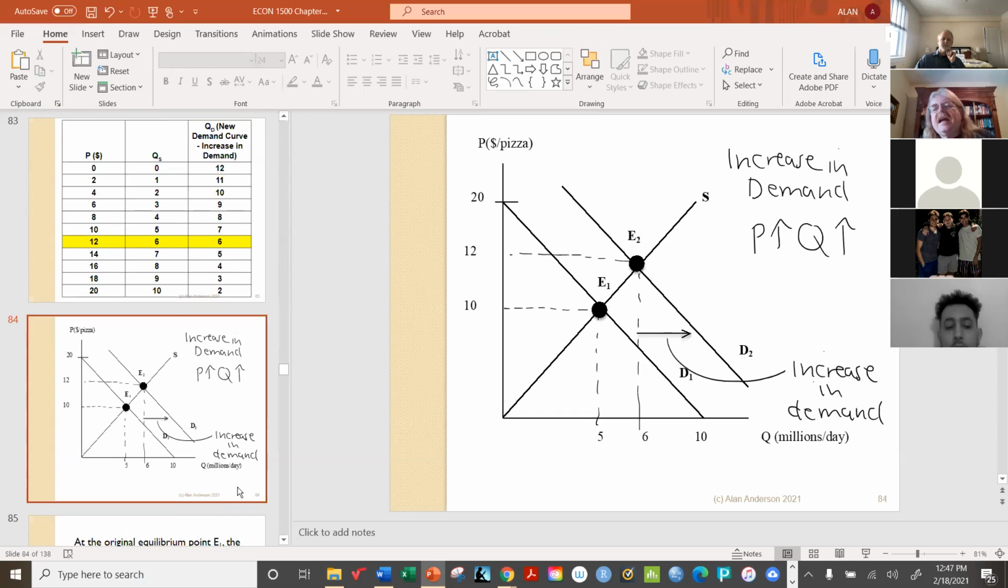And also don't forget, this had to be caused by something other than the price of the good. This happened to be caused by higher incomes. So I'll make a note of that up here. Higher incomes lead to an increase in demand, and that shifts the curve, and we now suddenly find ourselves with a new higher price and quantity in equilibrium.